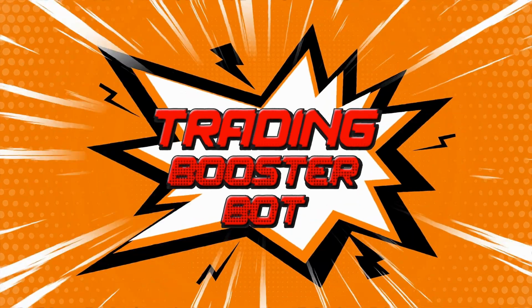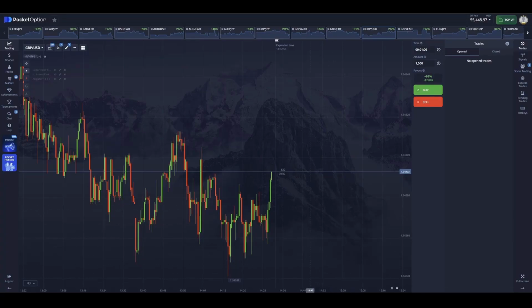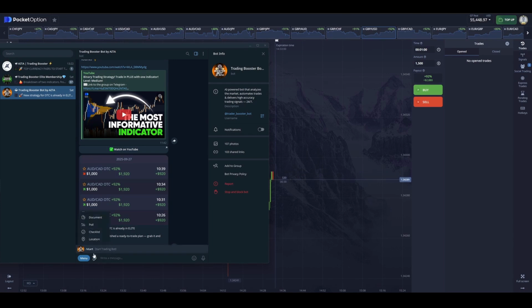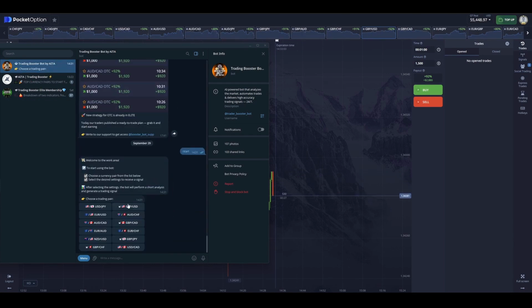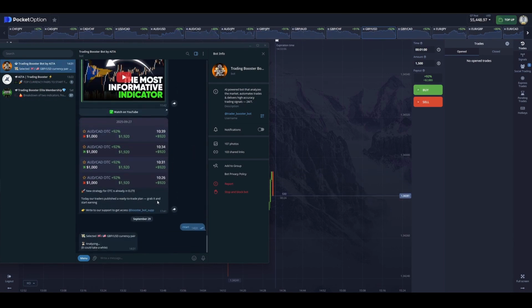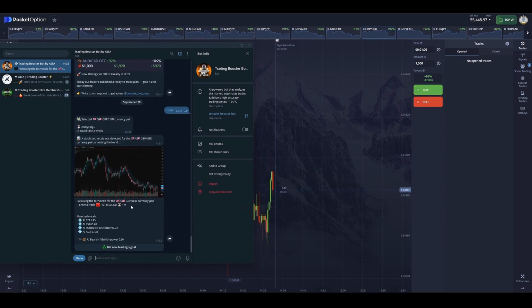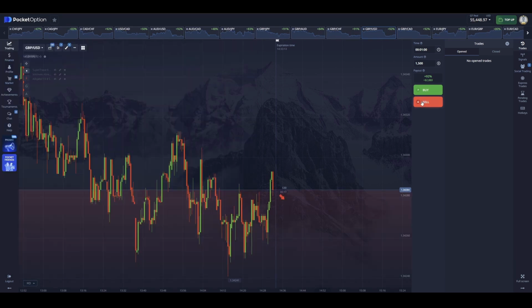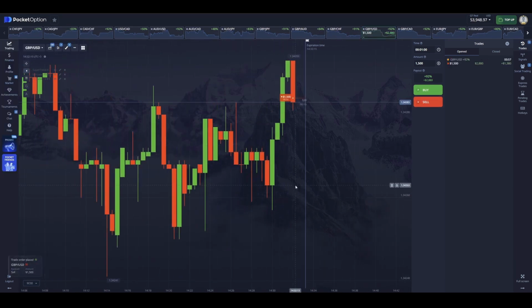The very first step, of course, is choosing a currency pair. Let's start by picking a currency pair, for example, the British pound to the US dollar. Let's ask BoosterBot where the price is headed, and then we'll break down how it actually sees the chart and how it's set up. I'm getting a sell signal. Right from here, I open a sell trade for 1 minute.